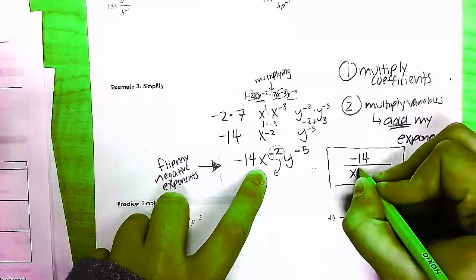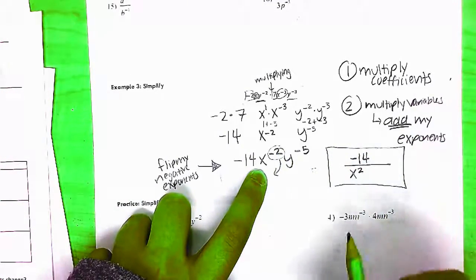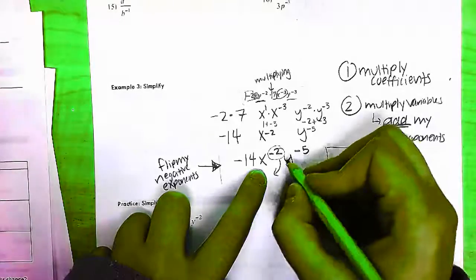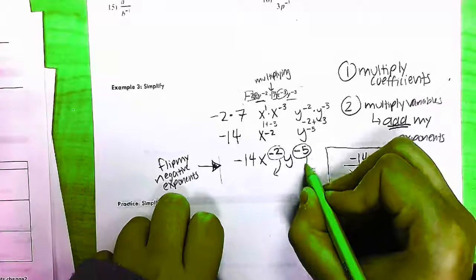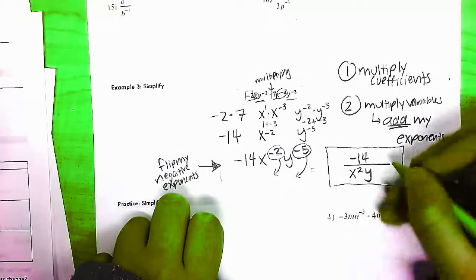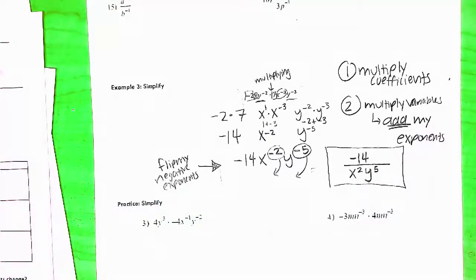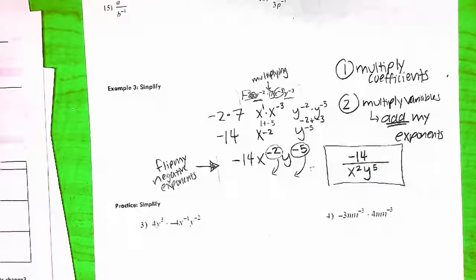So my x squared now, because my negative becomes a positive when I bring it down to the denominator, it's going to stay like that. And then I have y to the negative 5th. So my negative 5th power, I know I'm going to bring it down to the denominator as a positive. So my final answer is negative 14 over x squared times y to the 5th. So this is my final answer right here.